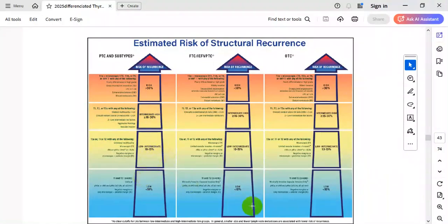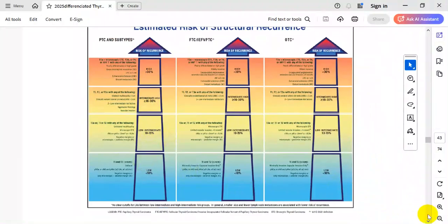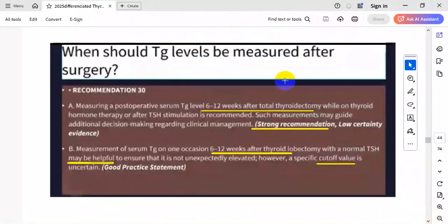And when should thyroglobulin levels be measured after surgery? Usually these are measured after 6-12 weeks, but it is wiser to do it after 3 months. Why? Some tissue produces thyroglobulin, so we must wait 3 months. For example, this is a strong recommendation, and measurement of serum thyroglobulin on occasion 12 months after thyroid lobectomy with normal TSH may be helpful to ensure that it is not unexpectedly elevated. However, a specific cutoff value is uncertain.